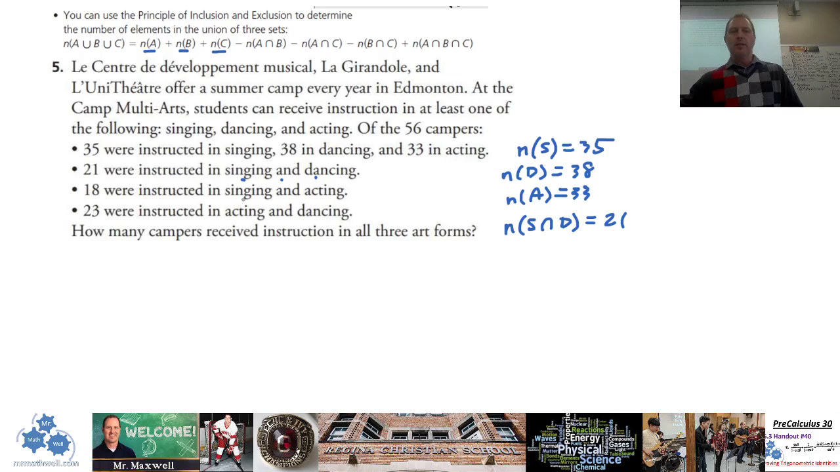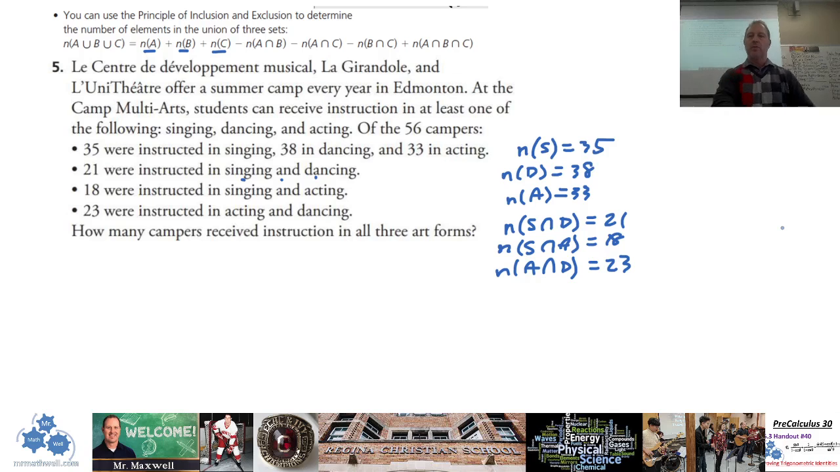18 were instructed in singing and acting, so the number of singing and acting is 18. And 23 were instructed in acting and dancing, so acting and dancing is 23. Okay, do you guys agree with those numbers? I've got those settled, right?